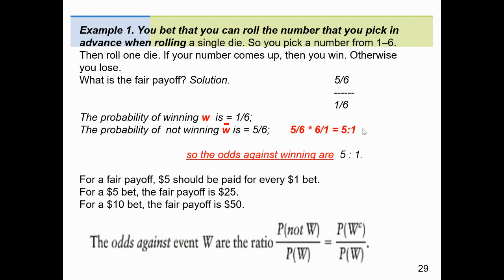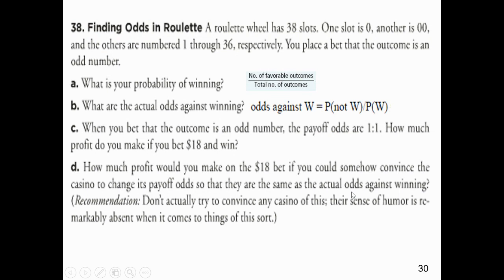For a fair payoff, $5 should be paid for every $1 bet. So if you bet $5, your payoff odds against are 5 to 1. You should get paid 5 times 5 or 25. If you bet $10, you should get 5 times 10 back or $50.